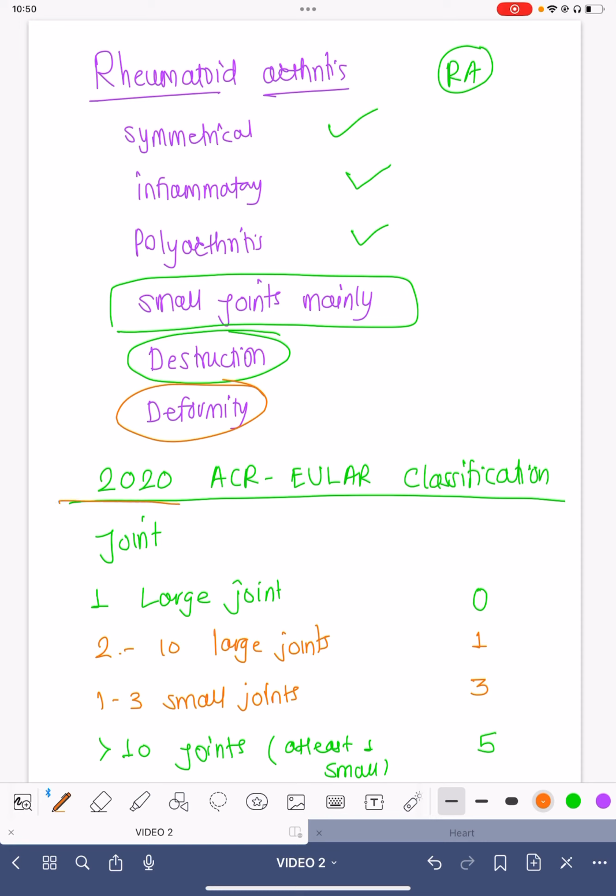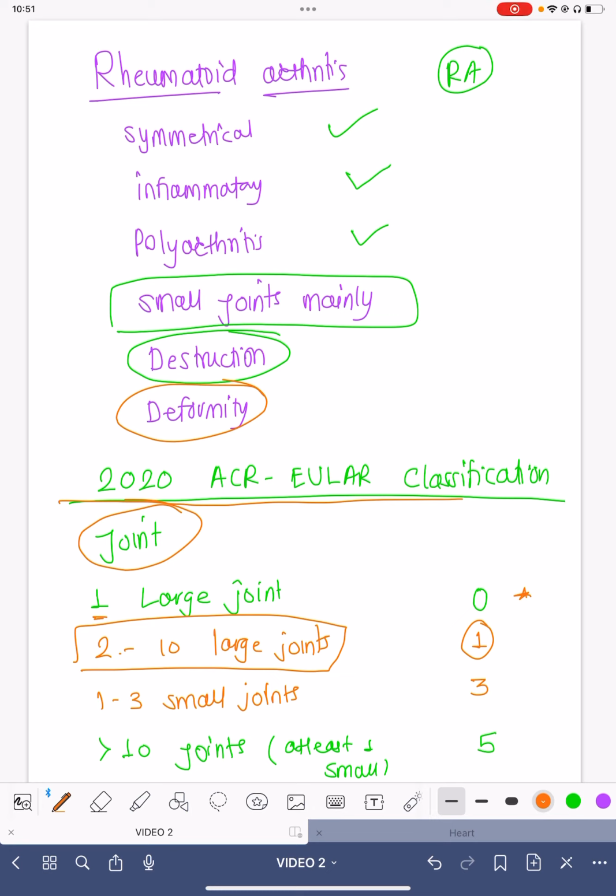As per the recent 2020 American College of Rheumatology classification, we see a total of 4 points. The first point is the involvement of joints. We give numbers or points as per the criteria. If only one single large joint is involved, we give a score of 0. If 2 to 10 large joints are involved, we give a score of only 1.